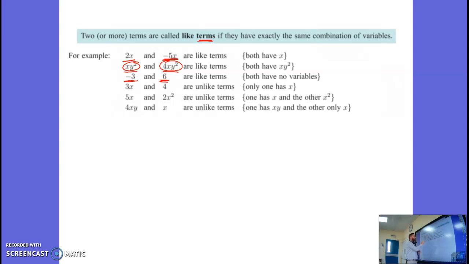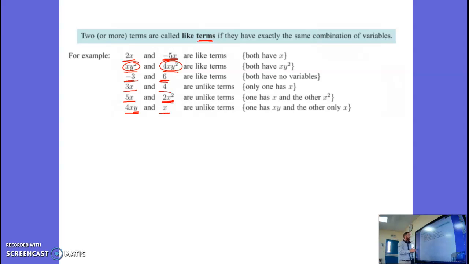3x and 4 are not like terms. We can't collect them together because they're not both x's or both constants. Similarly, 5x and 2x squared, we treat those differently. The squareds cannot be collected with the just x's. And 4x, y, and x, again, unlike terms, because this one has a y variable.